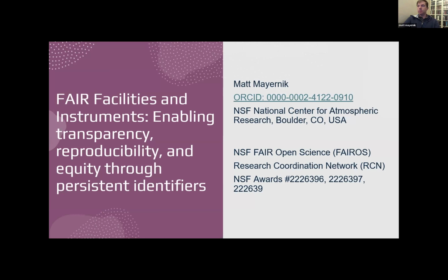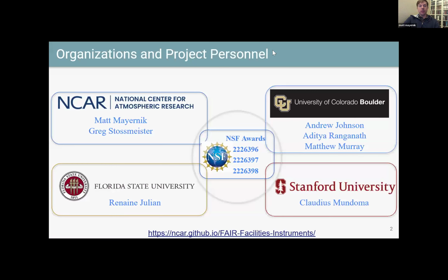I'm going to present some things that we've learned through this project related to instrument and facility identifiers, and some initial, very preliminary recommendations that we're hoping to work on in the next year. The core project personnel is myself and Greg Stossmeister, who's now retired, at the NSF National Center for Atmospheric Research, a research center based in Boulder, Colorado. We also have University of Colorado Boulder, Florida State, and Stanford University as partners. And we've been getting involvement from many other organizations as part of the network effort and coordination focus of this project.